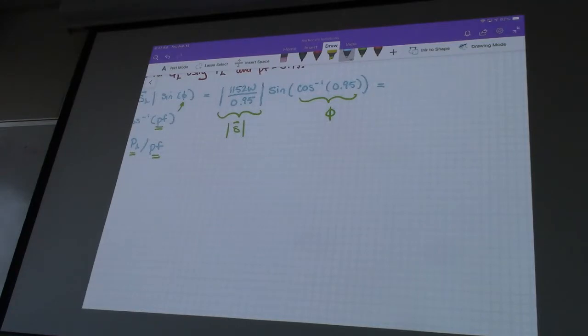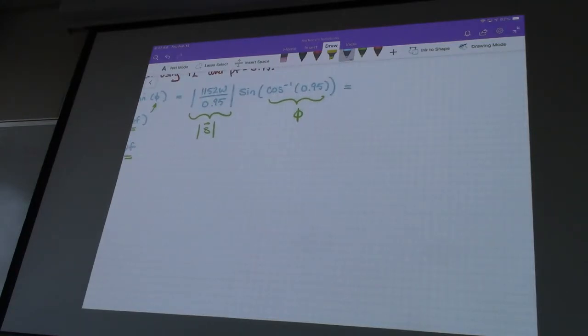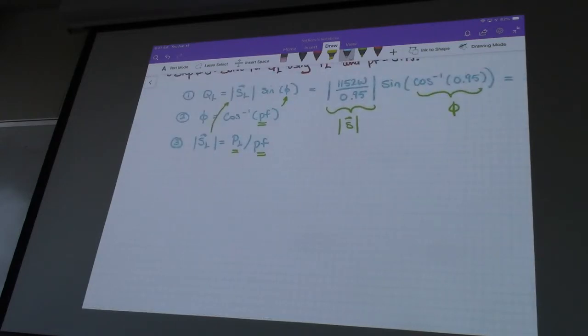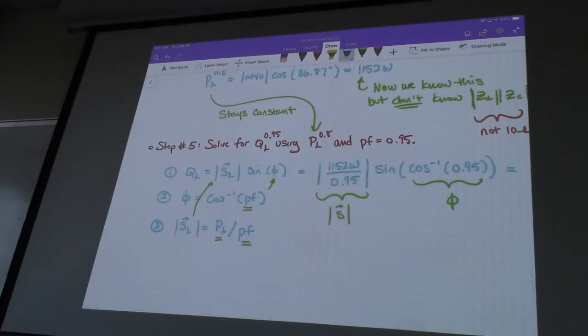which is the same thing. Okay, so 378.65 var. And again, can somebody with a calculator just check that for me? Make sure that's right. Yep, okay, good. So we know what our new value is of QL.